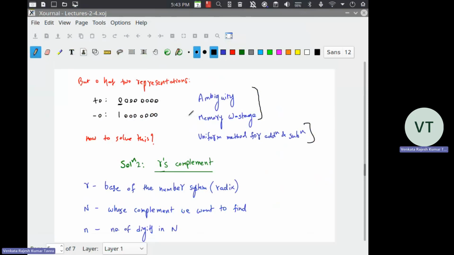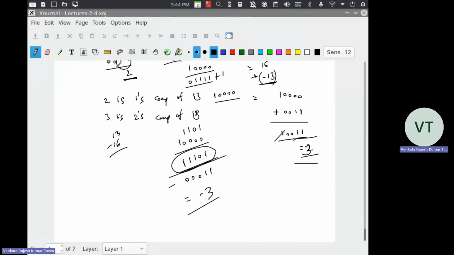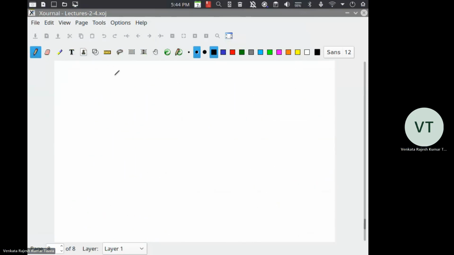Okay, so I will explain how twos complement will solve each of these problems: ambiguity, memory wastage, and a uniform method for addition and subtraction. Let's take an example. Say 5. 5 in binary is 101. Suppose I have a 4-bit representation, then I fill the extra space with a 0. I may have an 8-bit representation or a 4-bit representation, whatever. I'm assuming a 4-bit representation.